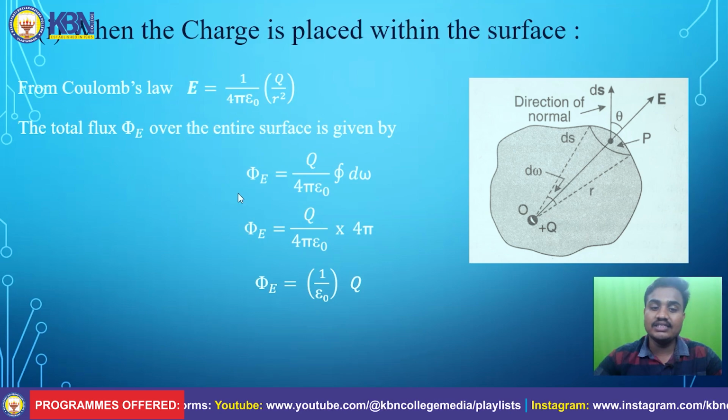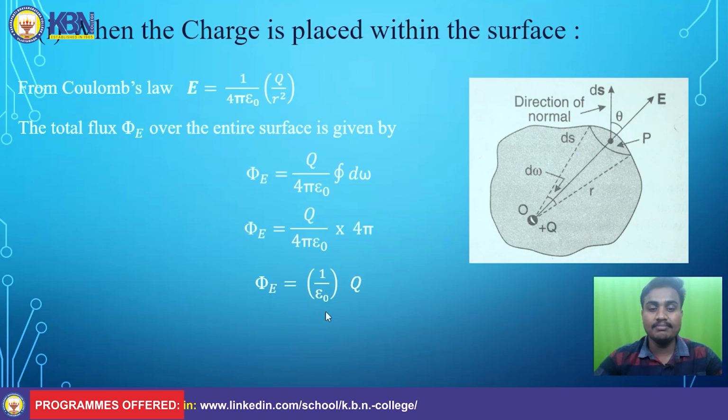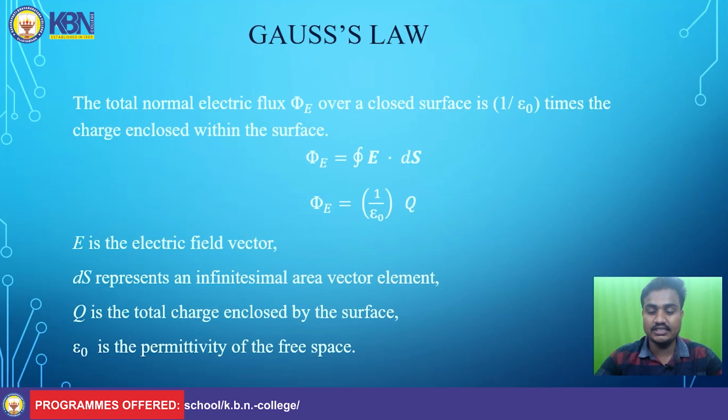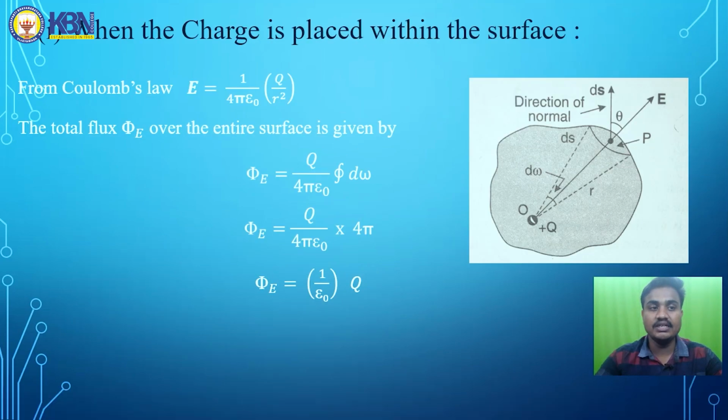Here we can see that the 4 pi will get cancelled and we will be left with q by epsilon naught. That we can write as the total normal electric flux is equal to 1 by epsilon naught times the charge q, where epsilon naught is the permittivity of free space. This is how we are going to see in the first case, that is when the charge is placed within the surface.